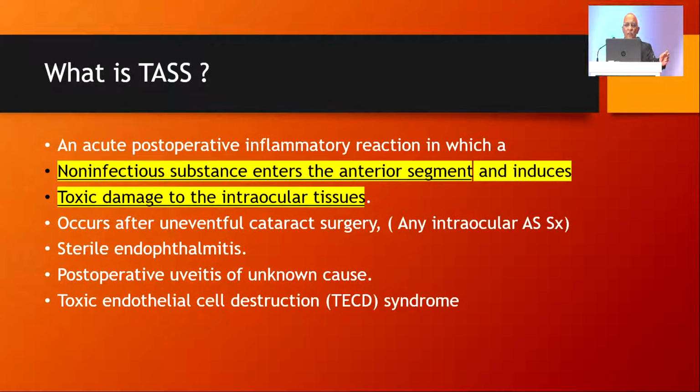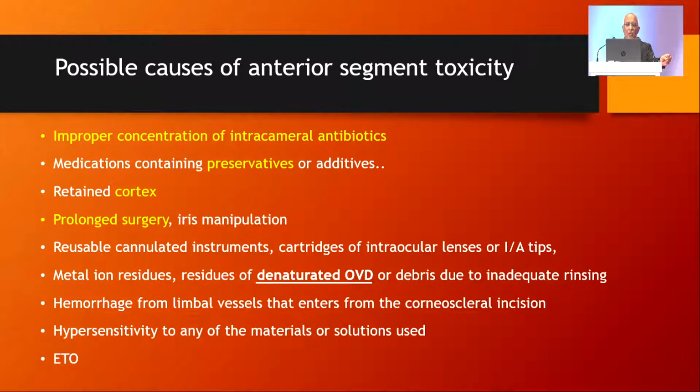So we already mentioned the definition: non-infectious substance entering the anterior segment and inducing a toxic damage to the intraocular tissues. What are these? I'm just going to list out the things that we normally use in cataract surgery. But apart from that, the concentration of intracameral antibiotics that we usually tend to give at the end of surgery also is important. And medications contain preservatives. So I think that can also lead to this postoperative inflammation.